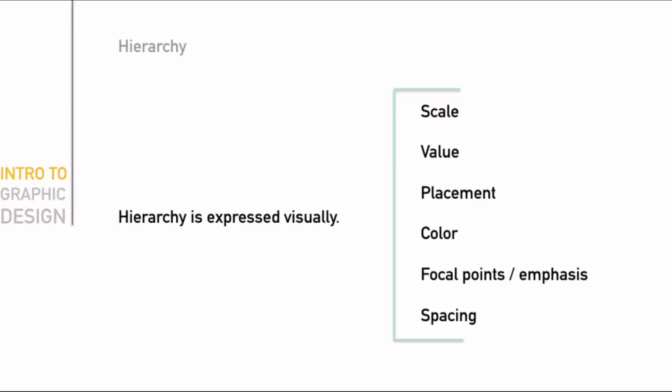But no matter how you use it, what you're doing is creating various levels, and there is a movement from one level to another, from a top level to a lower level. And we do this through the use of scale, which is size, and value, which is light and dark, placement within the design, color, changing out color to emphasize certain things and de-emphasize others, the use of focal point and emphasis within a design, and also how things are spaced, which is different from placement.